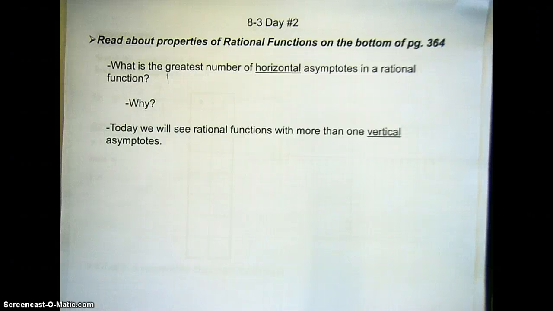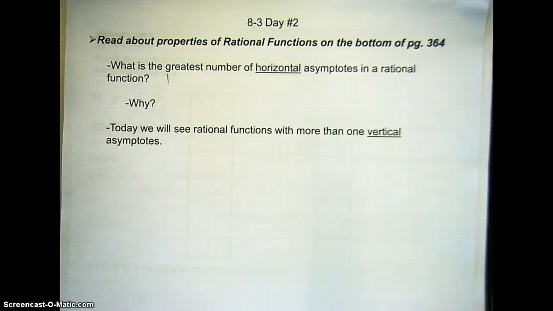What do you think, Elizabeth? It's because if you have more than one horizontal asymptote, then it won't actually be a function. It won't pass the vertical line test. Okay, it wouldn't pass the vertical line test. Yeah, that's true. It wouldn't be a function.